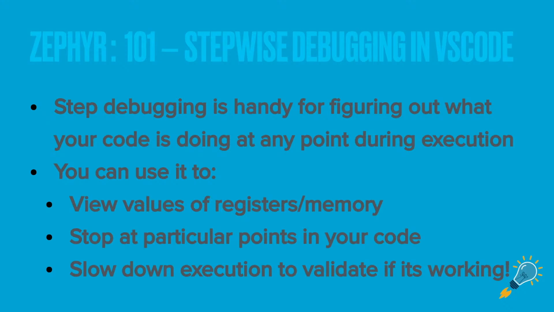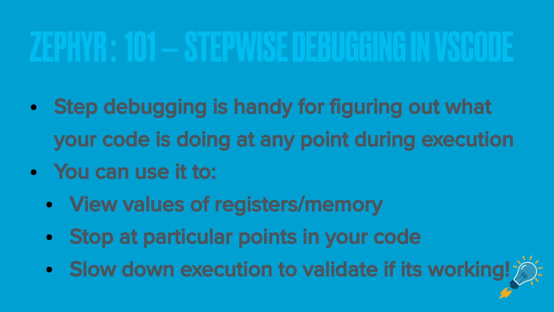So we're going to be talking about stepwise debugging. It's handy for figuring out what's happening inside your code. I have used it for all types of different purposes, figuring out why a stack overflow is happening, figuring out issues with serial interfaces. So it's handy. I don't use it a lot, but when I need it, it's fantastic.